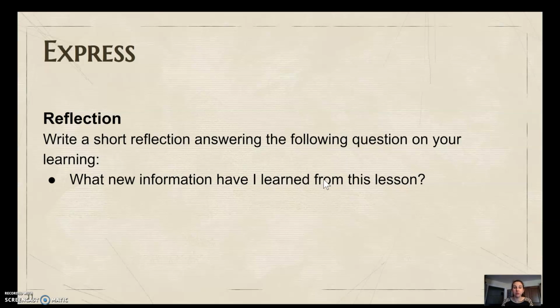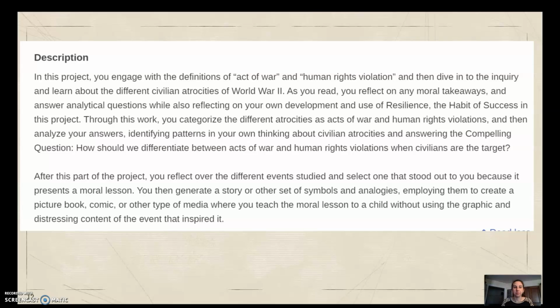Okay, so when you're all done, you're going to write a short reflection and tell me what new information you have learned from the lesson. And hopefully you've learned a lot. There's a lot of good information in here about the atomic bomb, Hiroshima, Nagasaki. And then again, in this project, remember, we're looking to differentiate between acts of war and human rights violations.